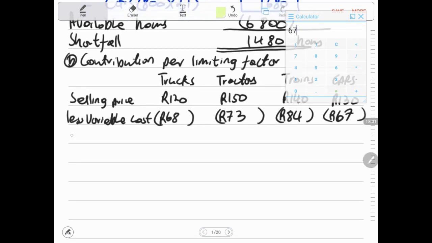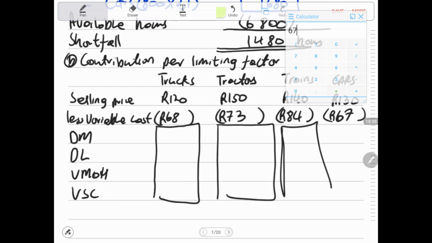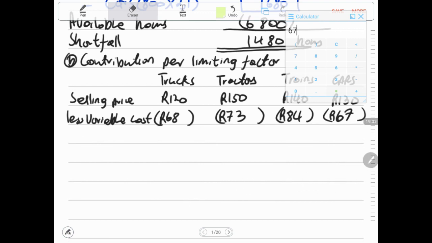Remember, these variable costs are made of direct material, direct labor, variable manufacturing overheads, and variable selling cost. So please list all of them individually. Just because of saving time, I'm not going to list all of them. So please list all of them, then their total will add up to the amount that I have shown you. Make sure you list as I showed you in terms of the details.